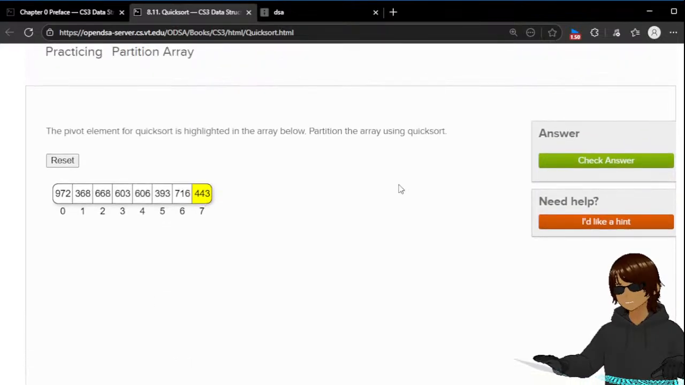So 443. So start checking 716. This is bigger, that is fine. 393, this is smaller, that is an issue. On the left side, we have a bigger number, that is a problem. So swap these two. So 368, that is smaller, that is fine. 668, that is bigger, that is an issue. So swap it. Oh, there's nothing to swap it with.